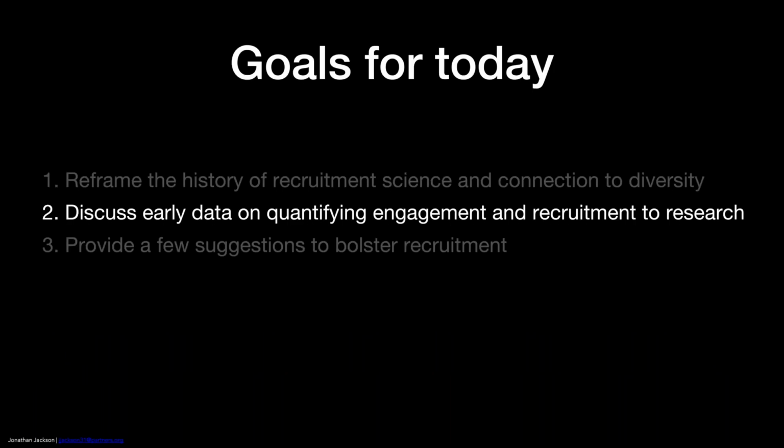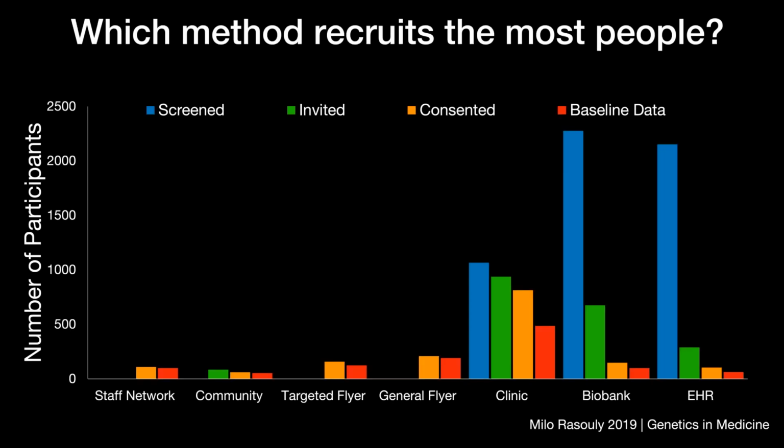So now, moving on to talking about early data in terms of understanding a science of recruitment and how that is connected to research. I wanted to talk about one of my favorite papers that was published last year by Milo Rasuli and colleagues out of Columbia, which compares 7 different very classic recruitment methods in a research study trying to obtain genetic data from individuals.